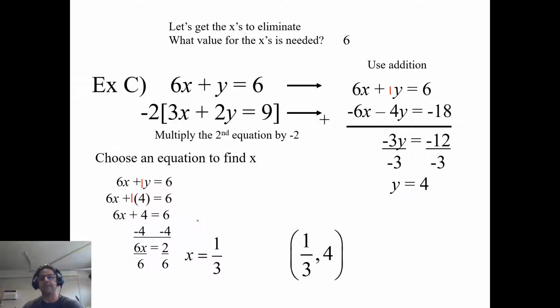And our ordered pair, remember, x is first, y is second. If you wanted to check it, again, 3 times 1/3, that would just cross cancel to become a nice 1. 2 times 4 is 8. 1 plus 8 is 9. Looking pretty good.